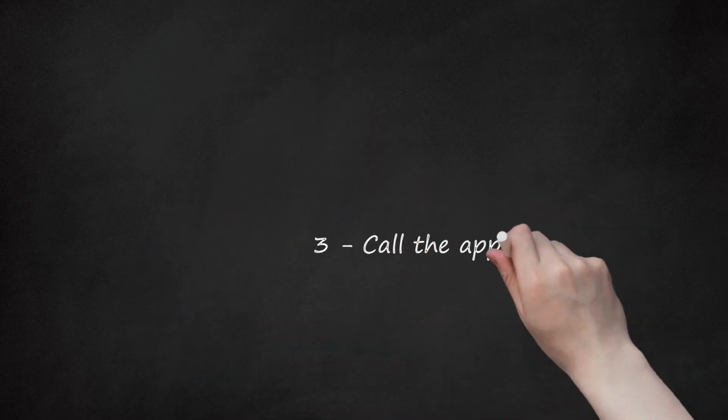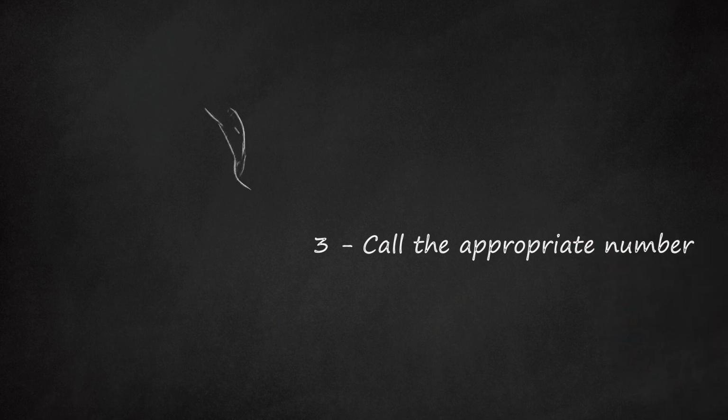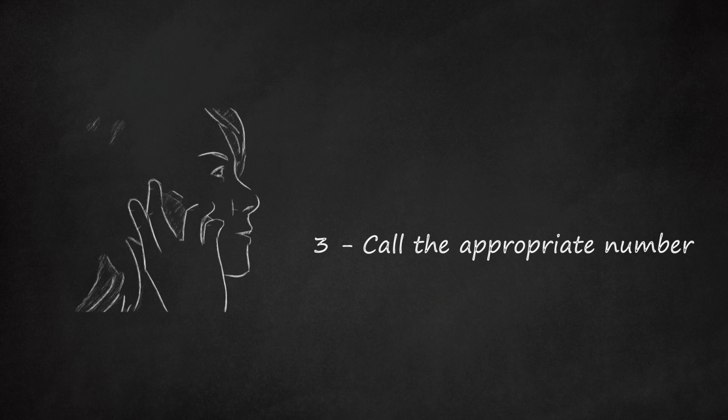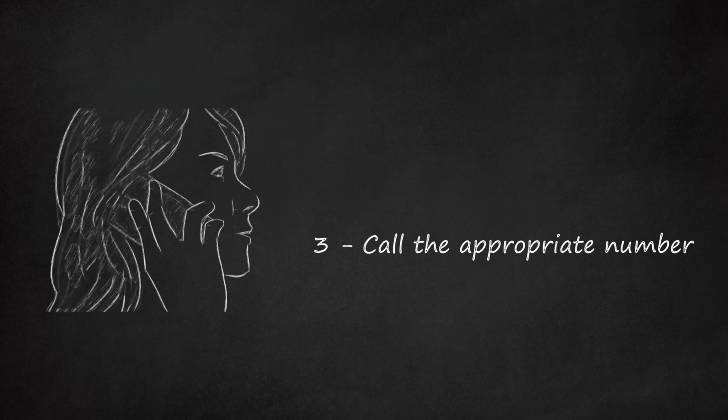3. Call the appropriate number. Local police departments typically have an anonymous tip line that you can find by going to the department's website or in a local phone book. You also have the option of calling national numbers such as Crime Stoppers, which will forward your information anonymously to the relevant law enforcement agency with jurisdiction.